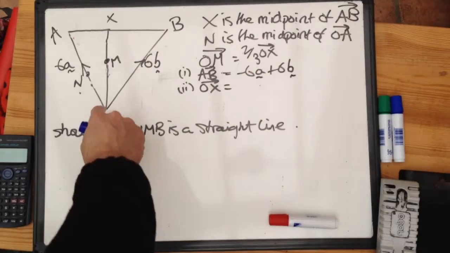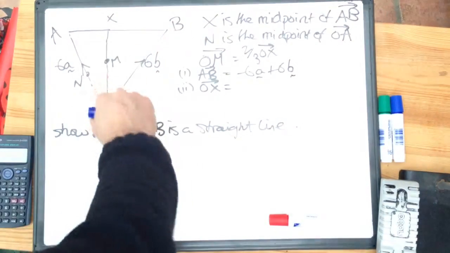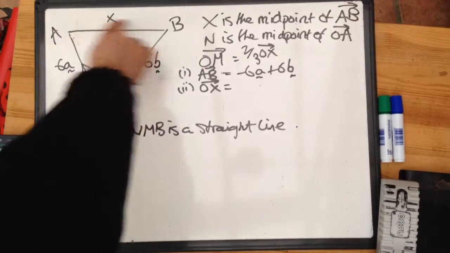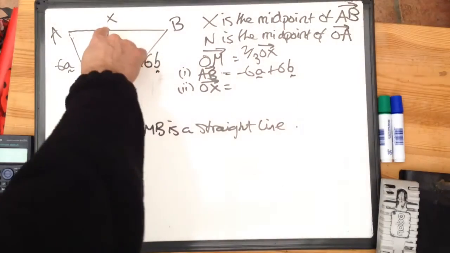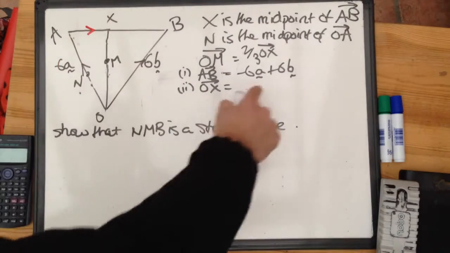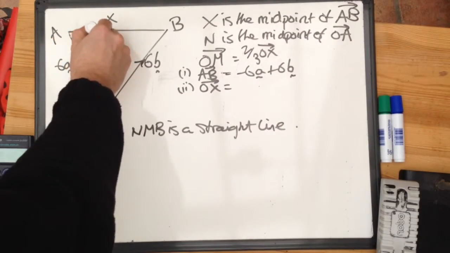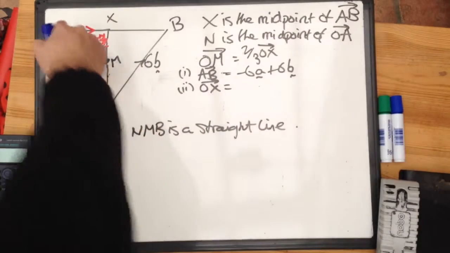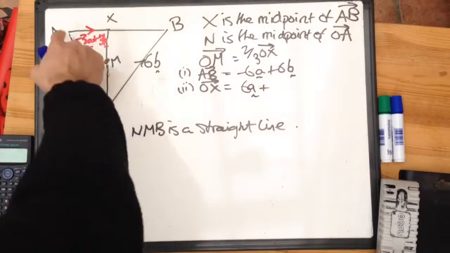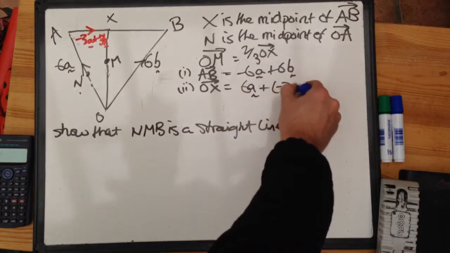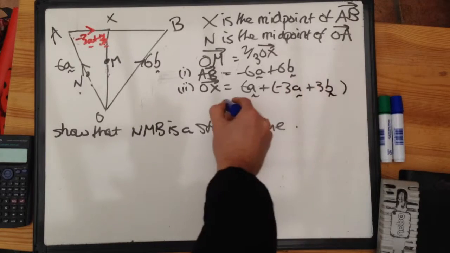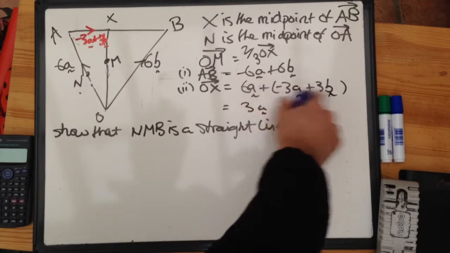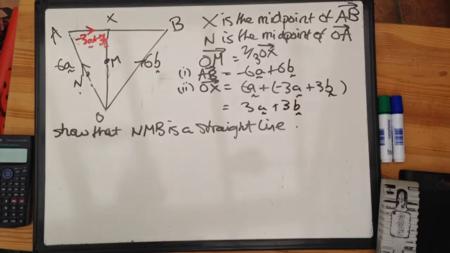OX, a little bit more complicated. To get from O to X, I could go from here to here, or from here to here. Well, this route looks like a pretty good way of doing it, because I know from here to here is minus 6a plus 6b. I know this is the midpoint, so from here to here is going to be half of this. So minus 3a plus 3b. So if I'm going from O to X, I've now got 6a going with the arrow, plus, again, because I'm going with the arrow here, minus 3a plus 3b. And simplifying that, I've got 6a, so if I add minus 3a, that's like taking 3a away, so that's 3a plus my 3b. So there is the answer to OX.